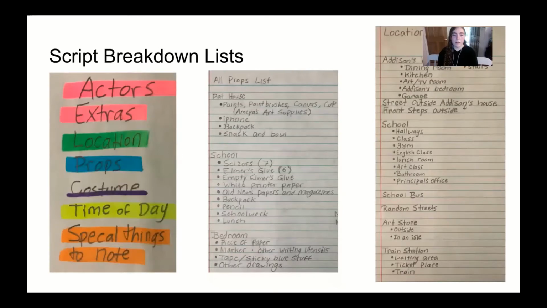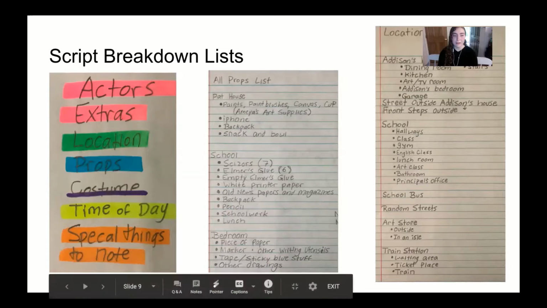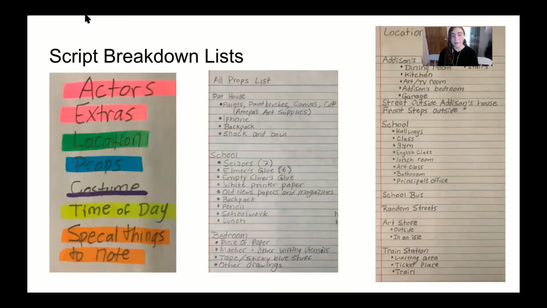So these are just some of the lists that I made. On the left, there's a key of the different colors I would highlight the different things as I was reading through the script. And then in the middle and on the right are the compiled lists of the props that I would need and then the locations.